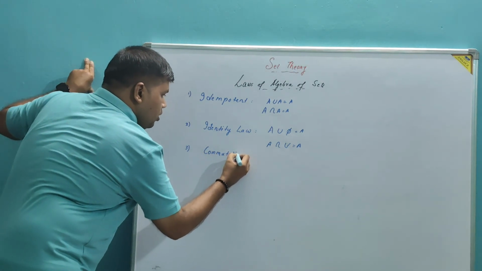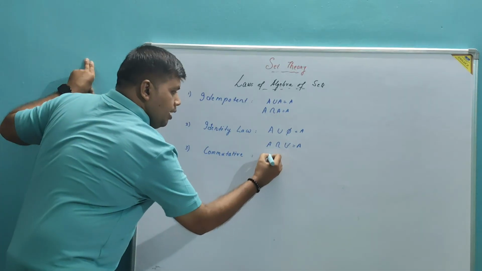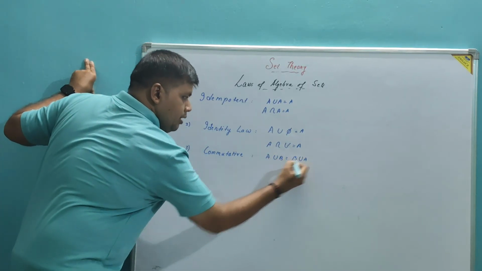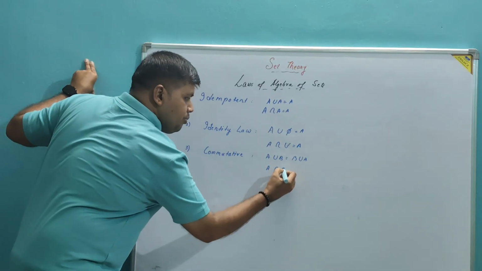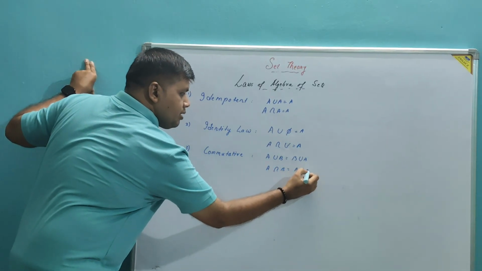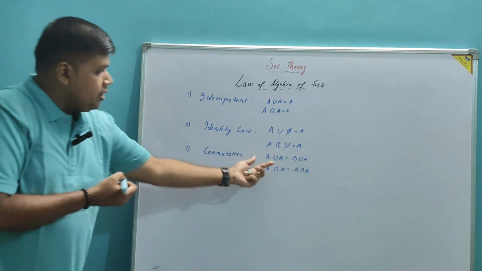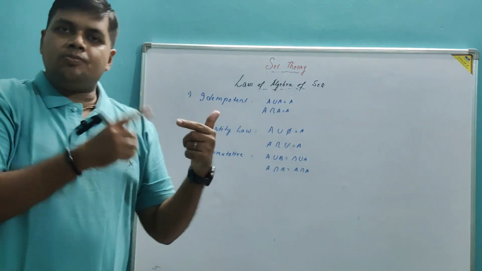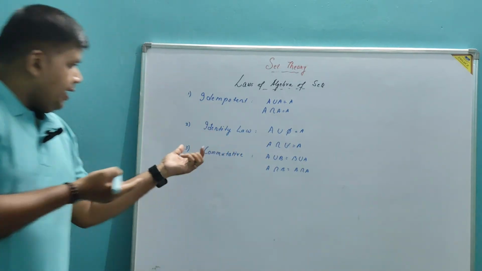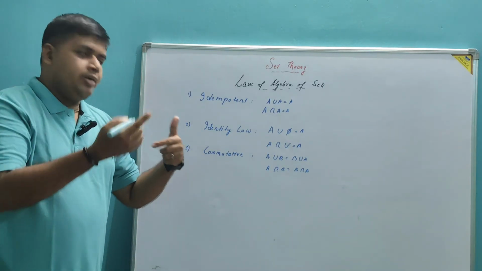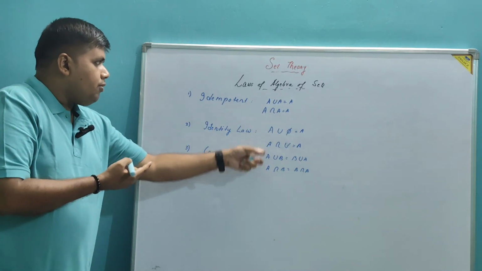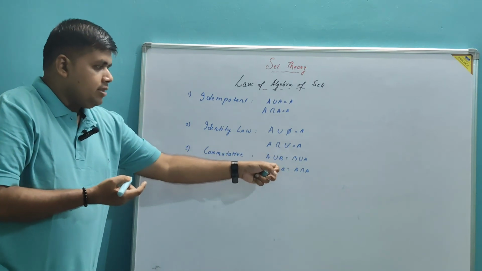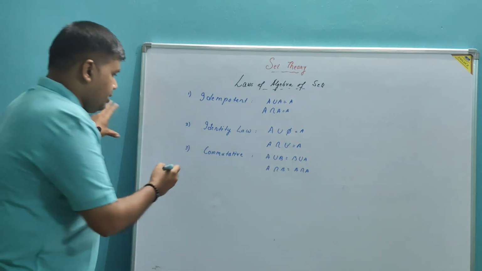Next is the commutative law. So commutative law is A union B is equal to B union A. Similarly, A intersection B is equal to B intersection A. For example, in case of addition, A plus B is equal to B plus A, and A into B is equal to B into A. Similarly, in commutative law for sets, it is A union B equal to B union A, and A intersection B is also equal to B intersection A.